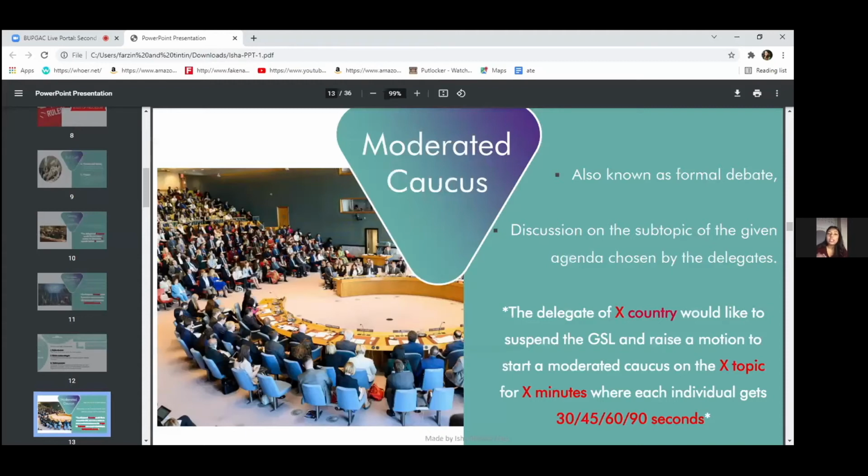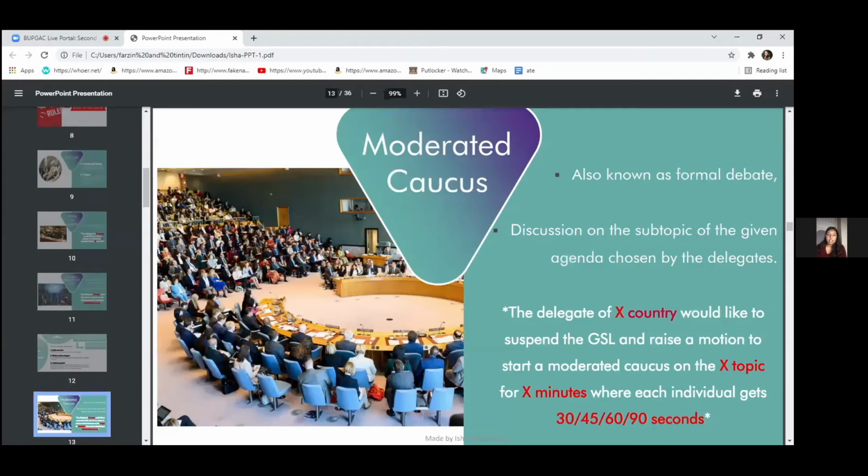Then you say the delegate of your country would like to suspend the GSL. As I said, GSL needs to get suspended. If you do not suspend the GSL, then the motion is not correct and the dais member will not accept it. So you have to suspend the GSL and raise a motion to start a moderated caucus on X topic. So X topic, whatever the subtopic that you have decided is fruitful for the committee session to come to a particular solution at the end, you suggest that topic.